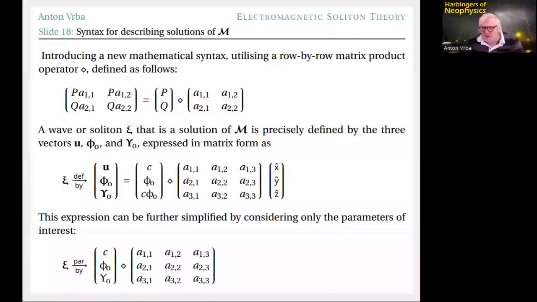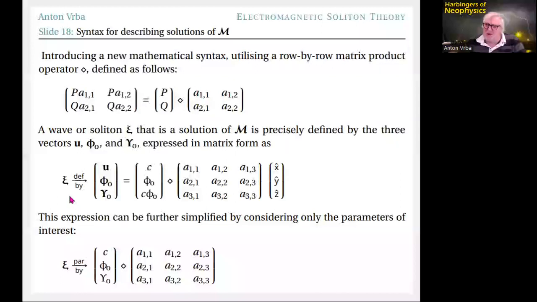Which is, with this little diamond here, a row product. So simply, mathematics doesn't give me a formal definition for if I want to take a common factor out of a row, so that PA11 plus in the matrix PA11, PA12, I can express in this form here.